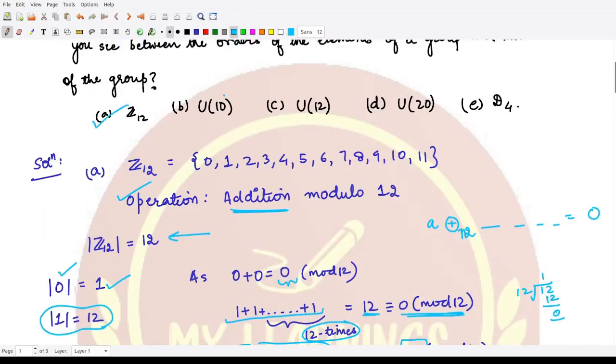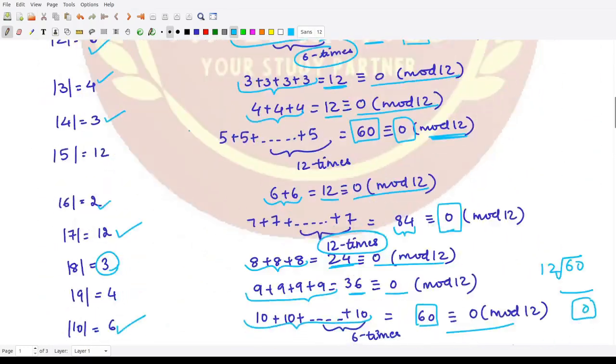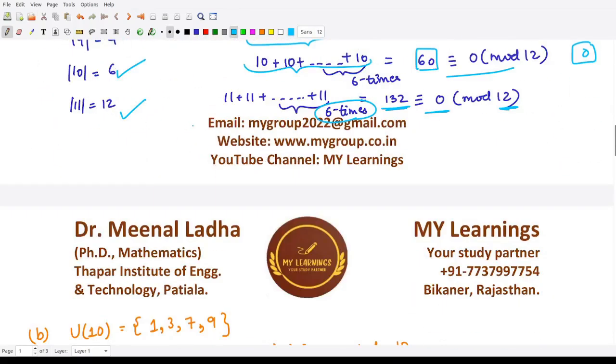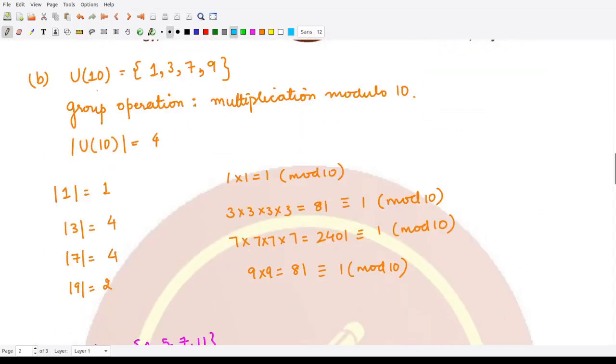Now let's move on to the second group, U10. What is this group U10? If you remember, it consists of all the numbers which are less than 10 and relatively prime to 10. So the numbers 1, 3, 7 and 9 are present within U10. Here the group operation is multiplication modulo 10. So you have 4 elements present within this group, so its order is 4.